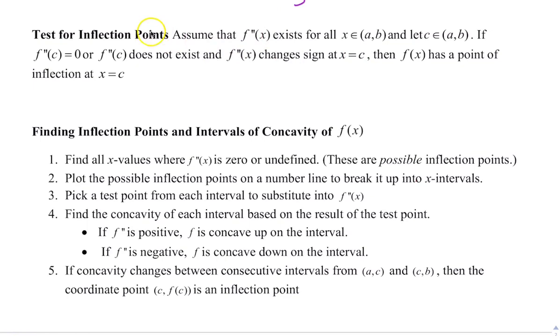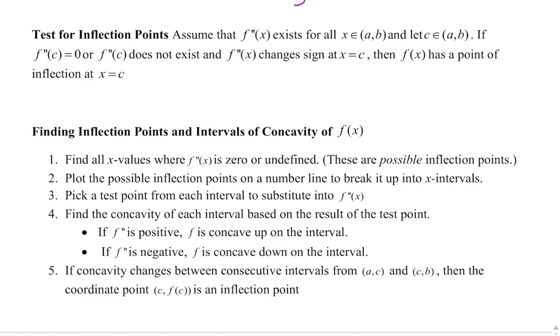Test for inflection point. We assume f double prime of x exists for all x in the interval, and we let c be in the interval. If f double prime of c equals 0 or does not exist, then c is a possible inflection point. And here's the new part: if f double prime of x changes signs at x equals c, then f of x has a point of inflection. So what does that mean?